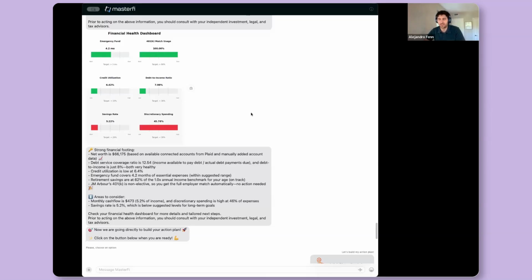Does anyone have any questions or comments? Again, general or specific to your usage, or should I show, otherwise I can show one more thing related to the action plan that gets generated as a function of all the information, both the data and just answers to basic questions during the onboarding, which is kind of like the core of how MasterFi operates over time.